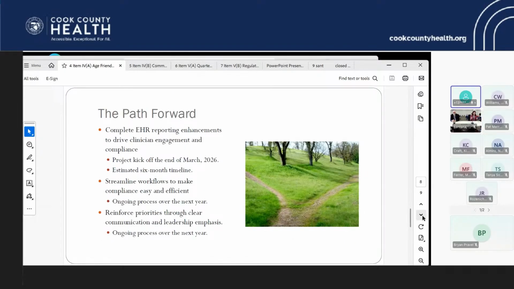Okay, go ahead. The next step, the path forward. Currently, the process is to complete the EHR reporting enhancements to drive clinician engagement and compliance. Project kickoff is by end of March, where the data will be collected over the next 6 months, and data will be utilized to make further improvements. To streamline workflows to make compliance easy and efficient, reinforce priorities through clear communication and leadership emphasis. Both will be ongoing processes over the next year.